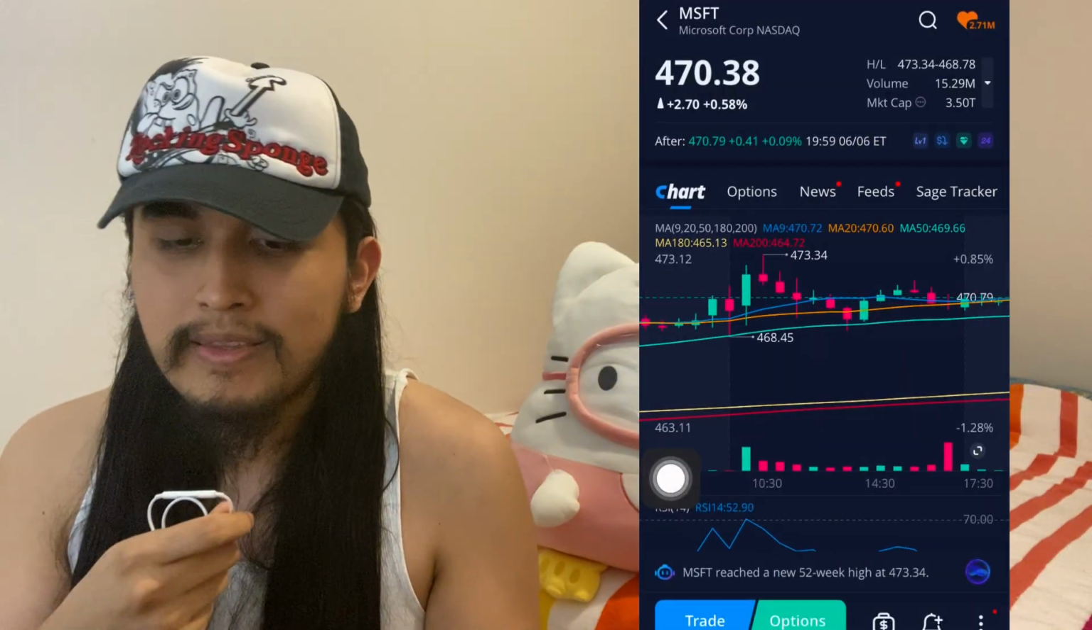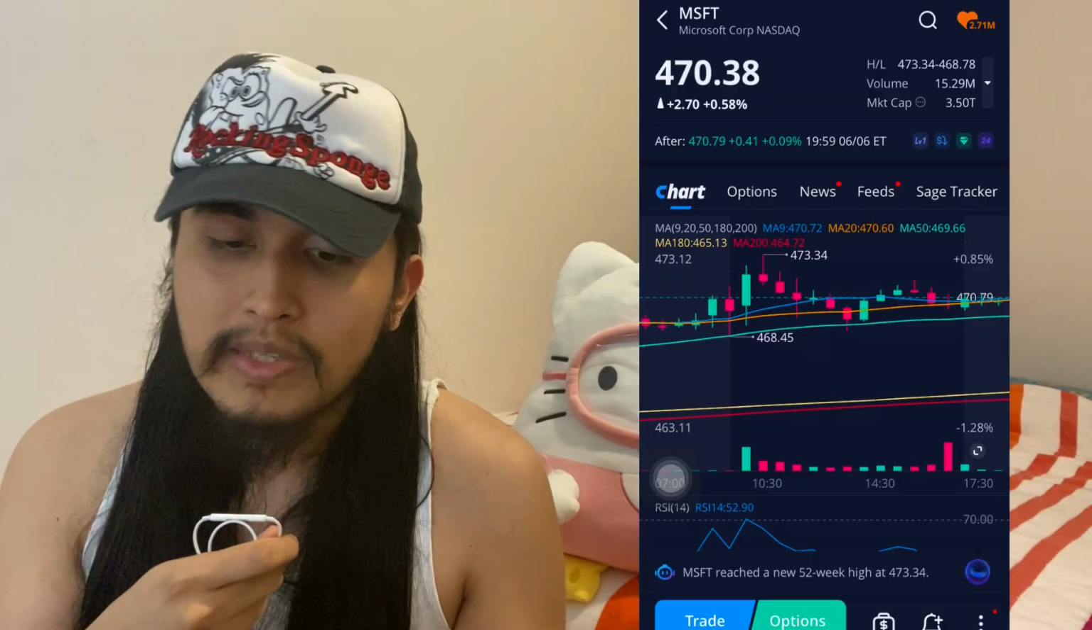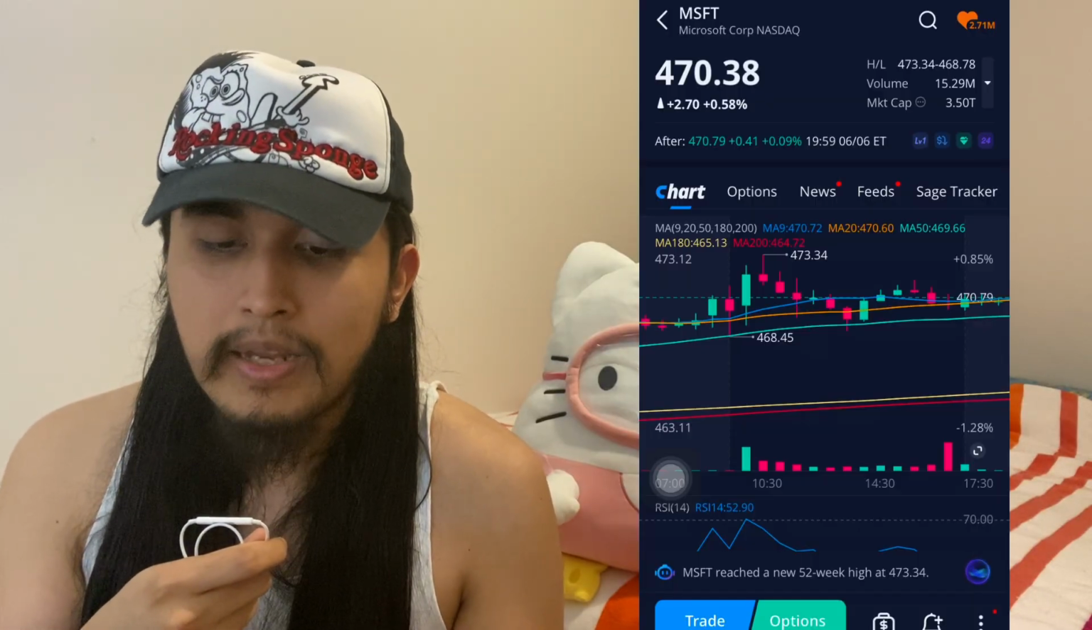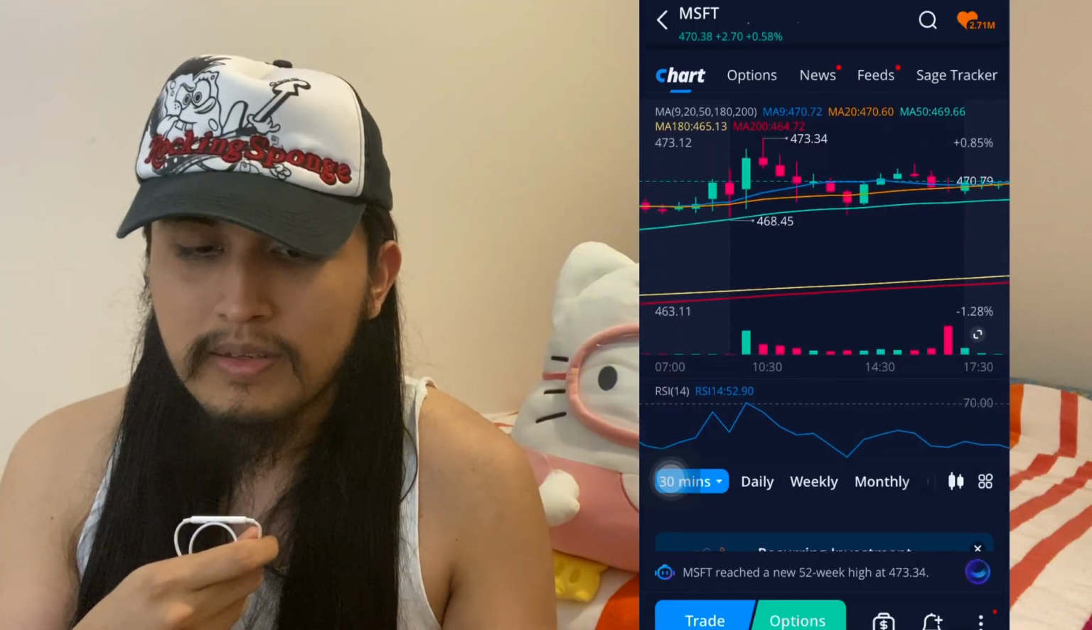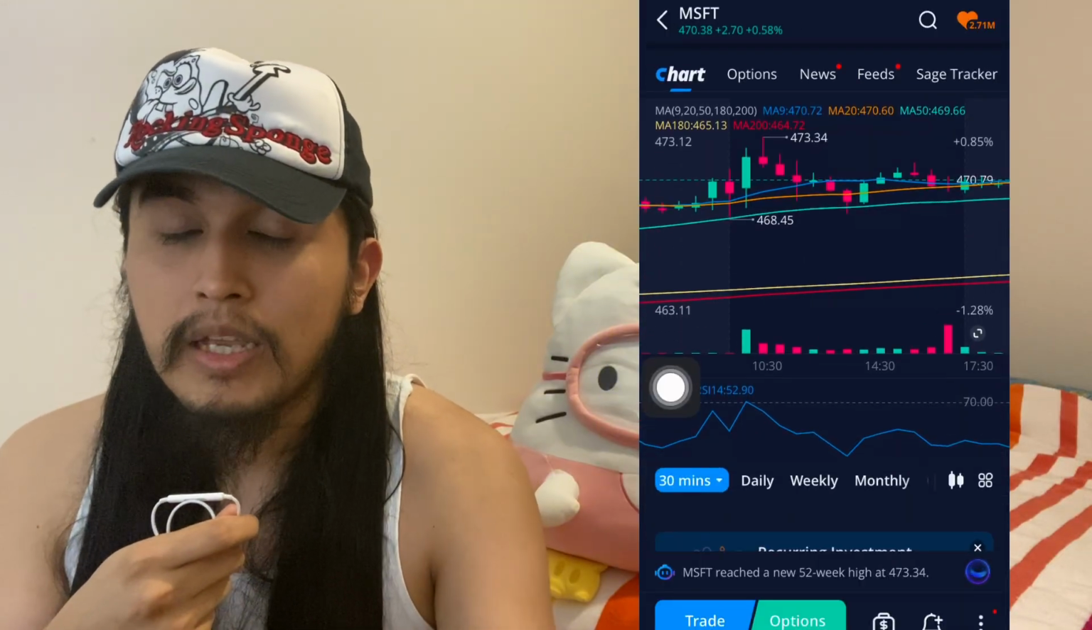If you want to add these moving averages to your chart, it is the 9, 20, 50, 180, and 200-day moving average. And I always trade on the 30-minute time chart.